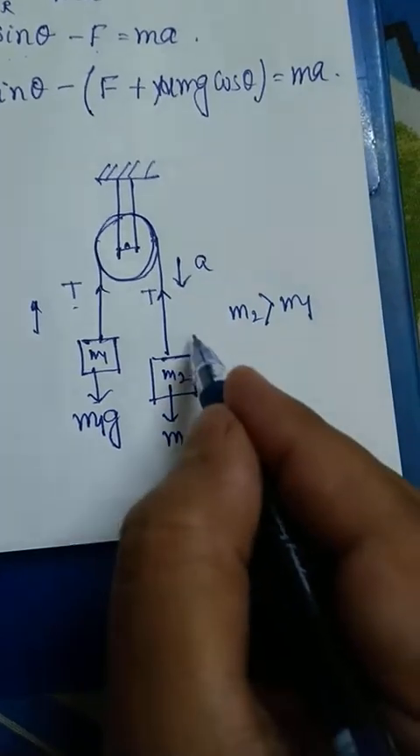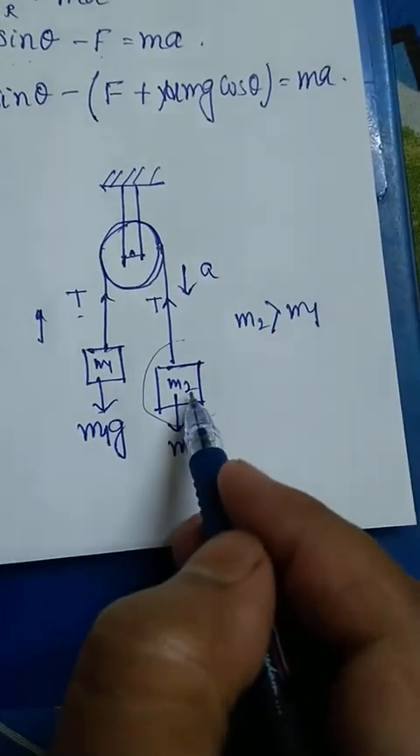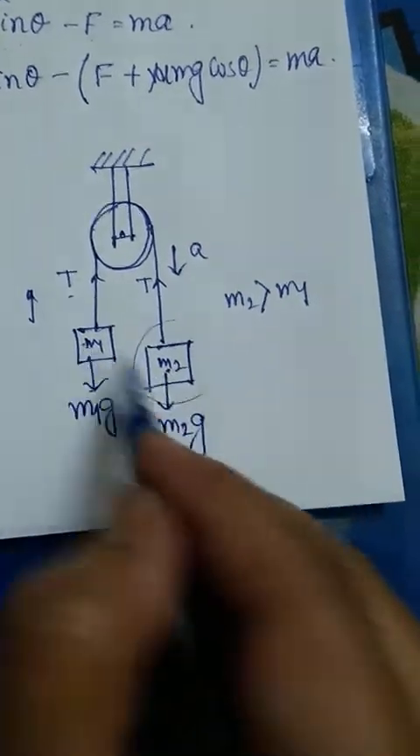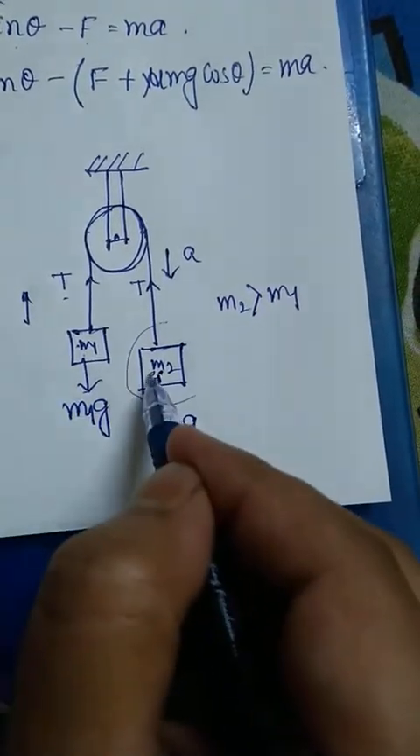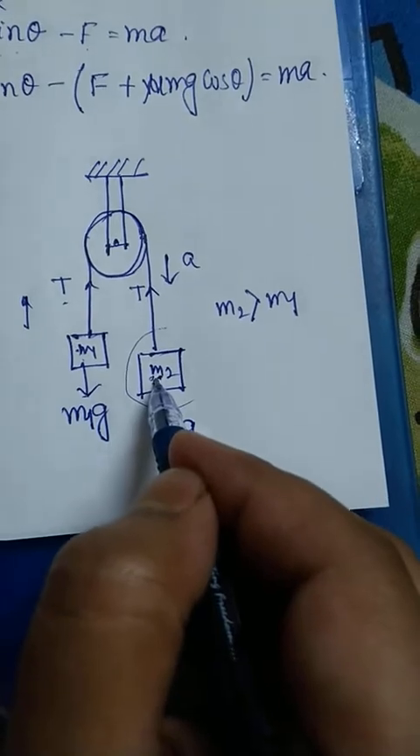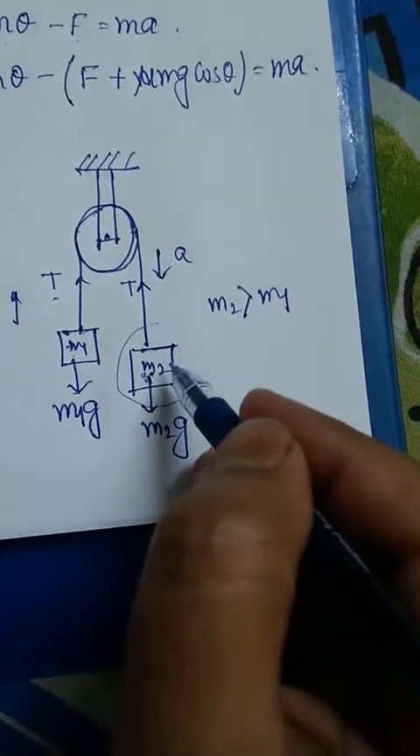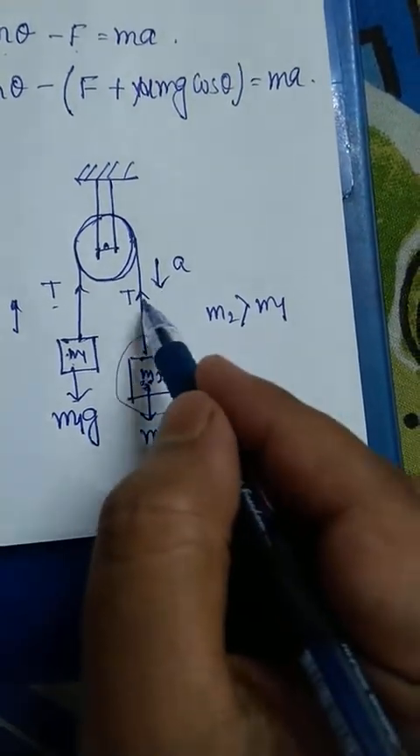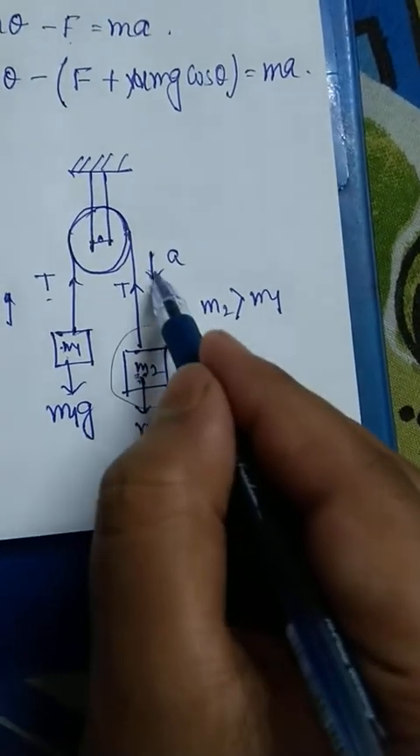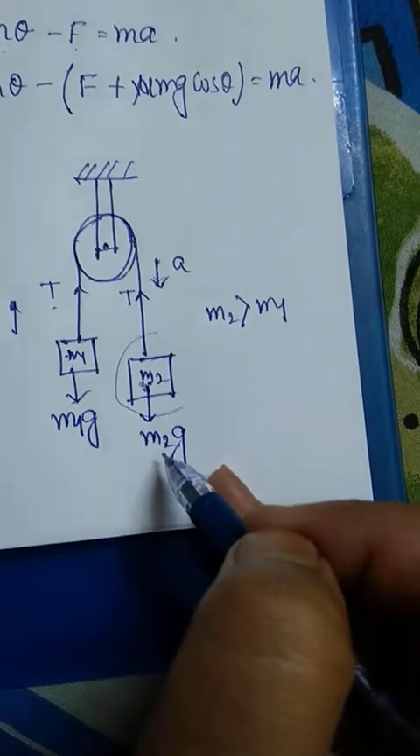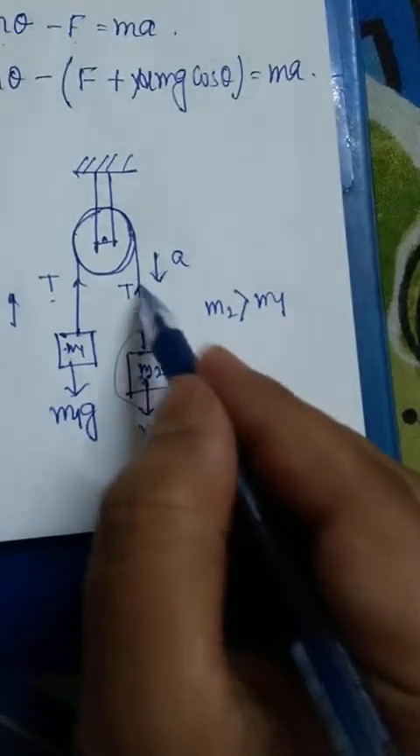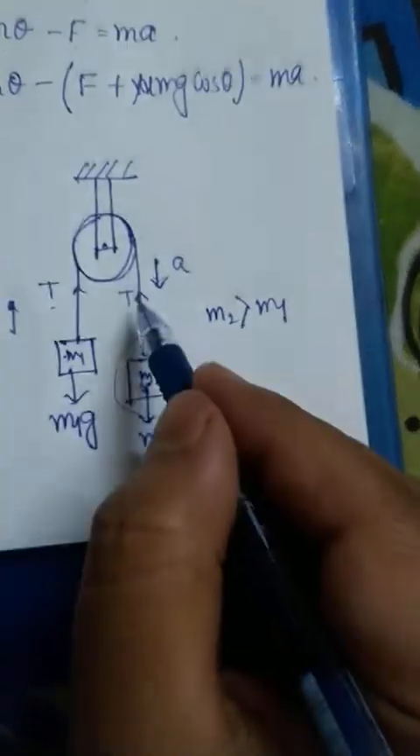So who is the dominant for this one? Let me tell you, for this type of system, two objects are here, so that means we shall write two equations. So for this object, who is dominating, T or m2g? The object is coming downward, that means the downward force will dominate. So m2g is dominating, that means what is the resultant force? m2g minus T.